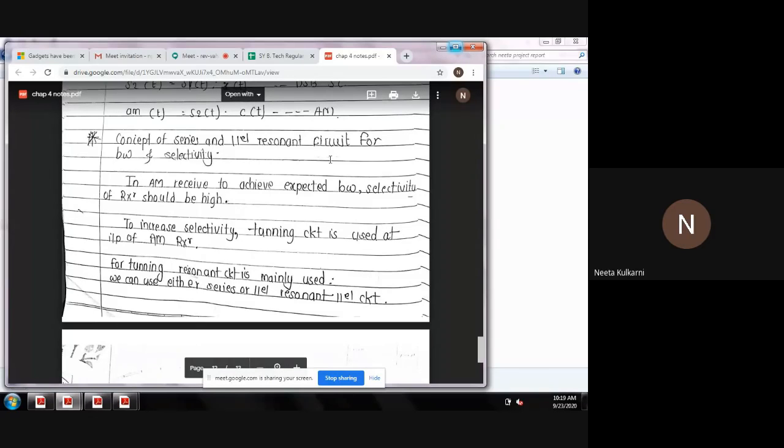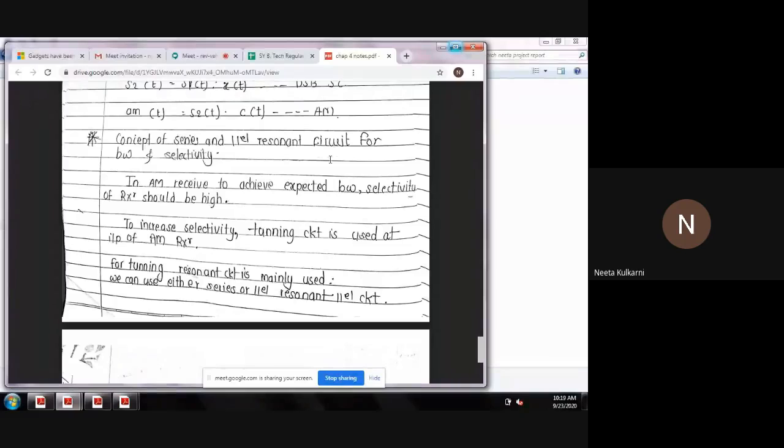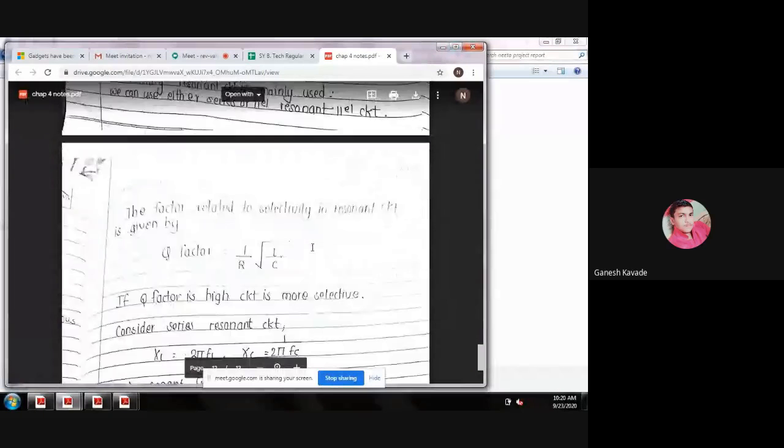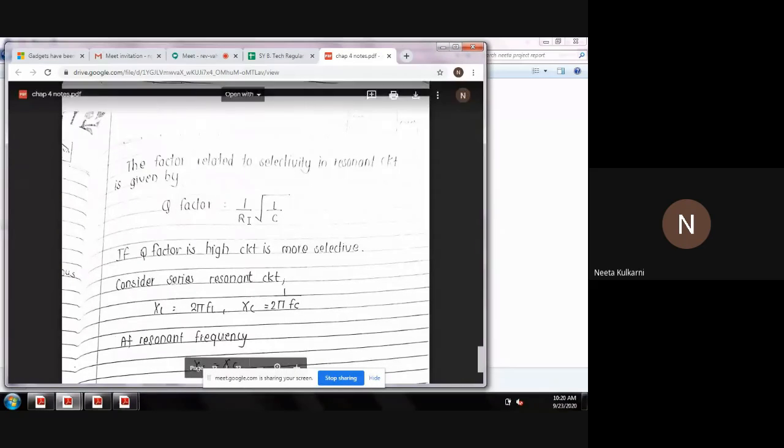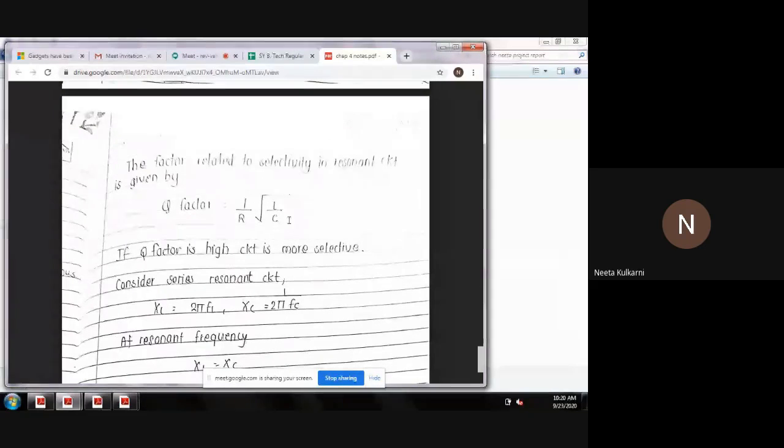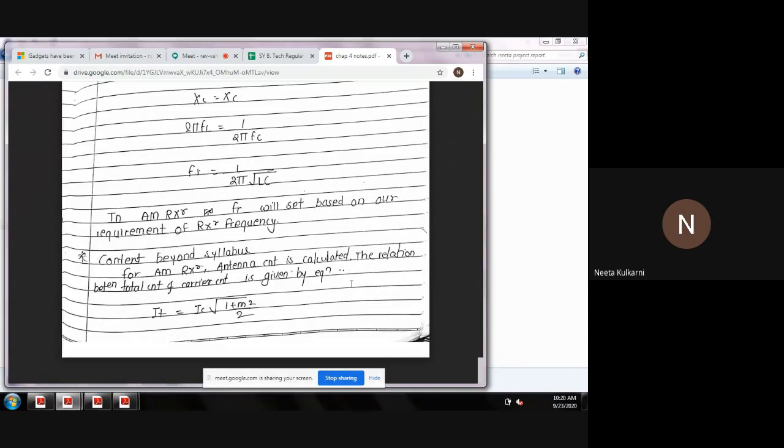Inductor and capacitor. Most of the time inductor and capacitors are commonly used. Resistor is also used, but the main performance deciding parameters, the parameters from which we finalize the resonance frequency, are the inductor and capacitor. So that resonance circuits are used in the receiver.